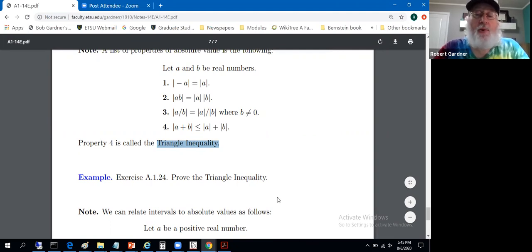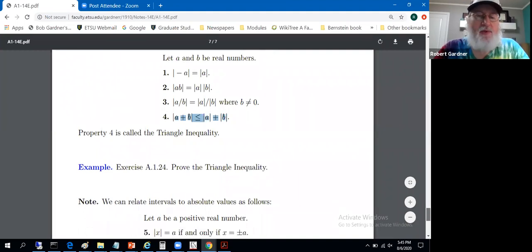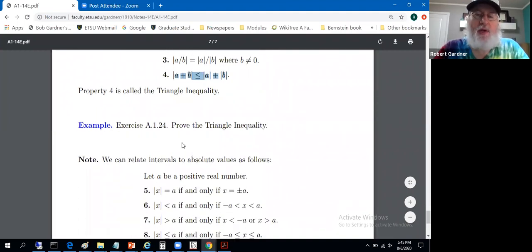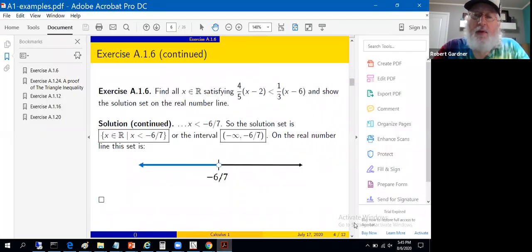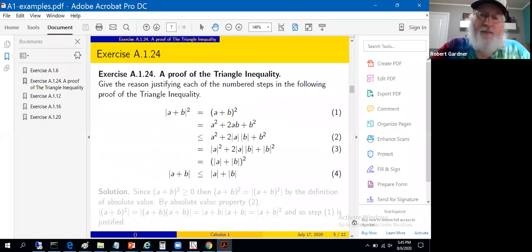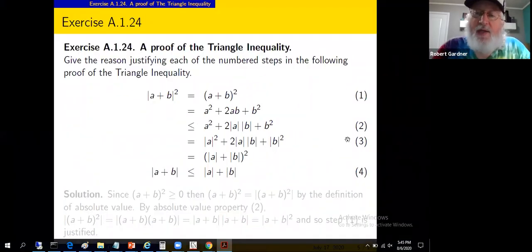We're going to go through and do one of the exercises in the book that deals with establishing the triangle inequality. We'll use this in Calculus 1, not a whole lot, but it's going to come up now and then. So let's look now at the supplemental document that goes through and proves the triangle inequality. Exercise 24 from this appendix. They actually go through and do the computations, and they just ask us to justify their steps.